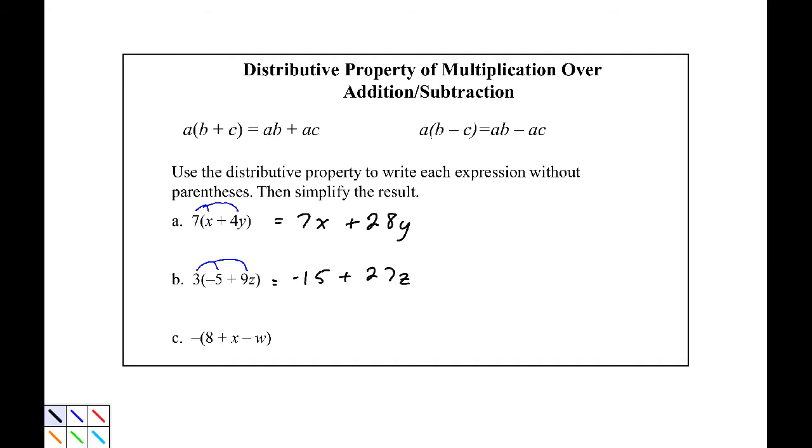Last example on this page, we have c. It's negative parentheses 8 plus x minus y, close parentheses. Well, that's not a number, but that is saying the opposite of what's inside the parentheses. So we will, in turn, change the sign of everything in the parentheses. This would be minus 8, or negative 8, minus x plus w.